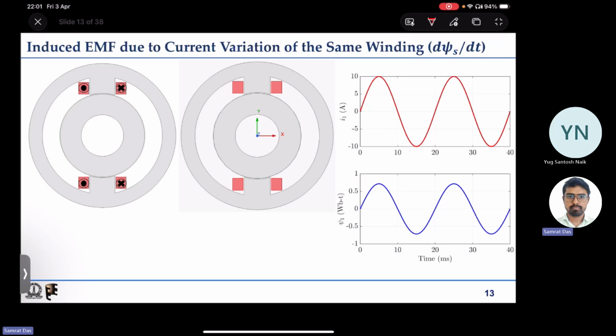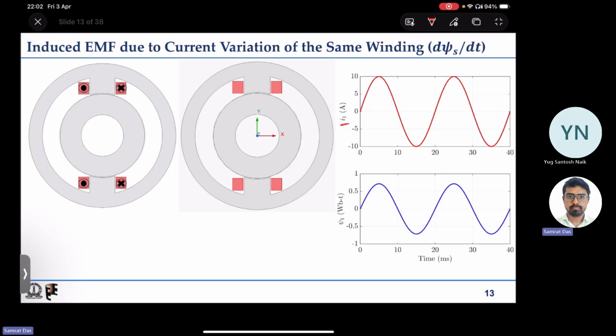So let us try to consider the first one. This one we have already seen. There is some stator, there is some smooth rotor, and there is some winding on the stator, and obviously you can see that some dot and cross, some current is flowing through them. Say this current I1 is shown here.